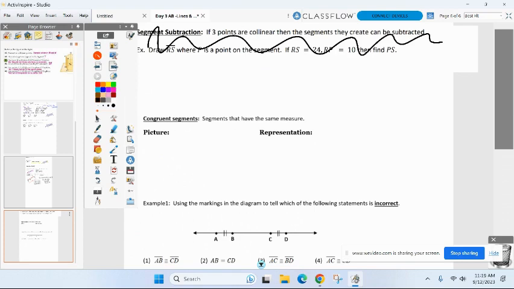Here's what congruent segments are: two segments that have the same measure, but I don't know what the measure is. I know they're the same length. I don't know if they're 7 inches, 7 inches, 18 feet, 18 feet. I don't know, but I know they're the same length. That's what congruent means. I just don't know what the actual length is.